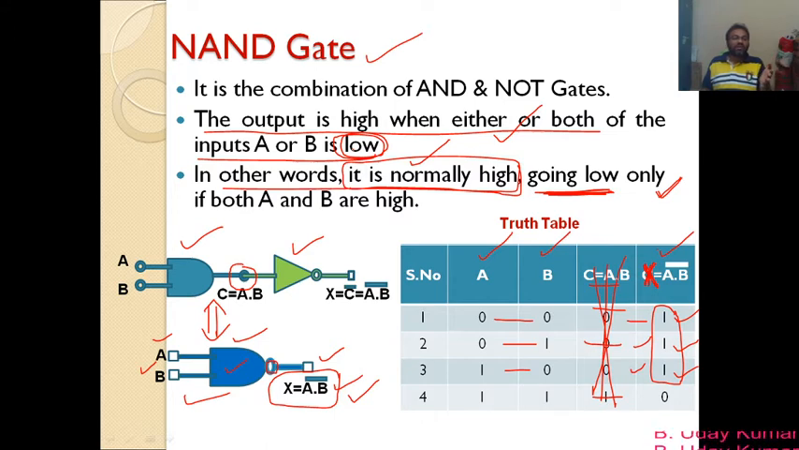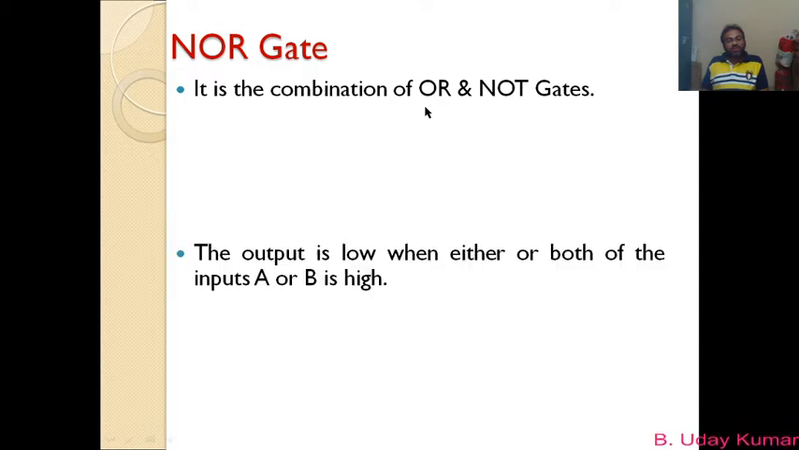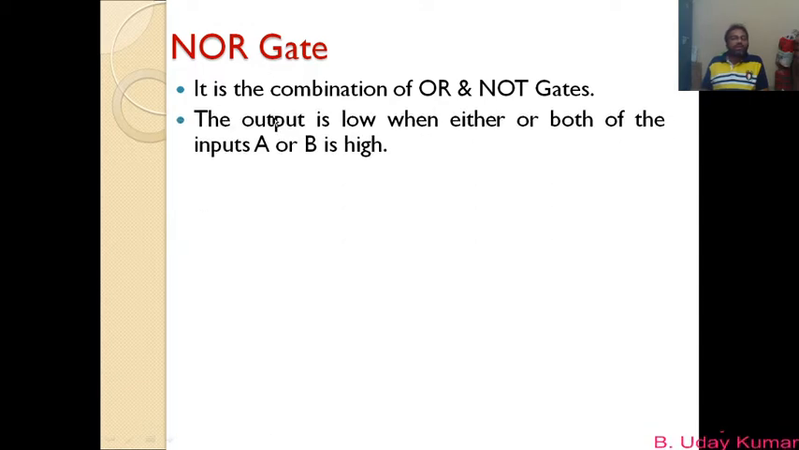And the next one, let us move on to our next slide, which is the NOR gate. So what is a NOR gate here? Again, NOR gate is the combination of OR and NOT gate. So you already know what an OR gate is and what a NOT gate is. NOR gate is the gate whose output is low when either or both of the inputs A or B is high. So this is one definition of NOR gate.